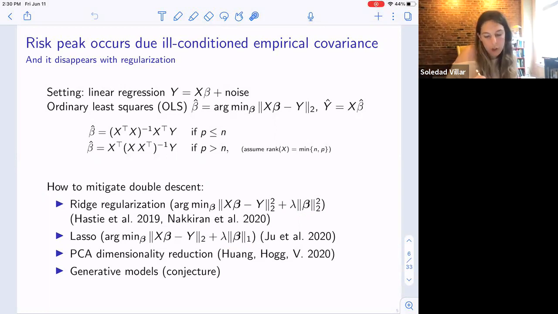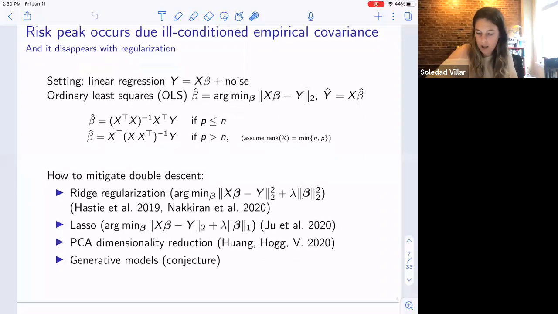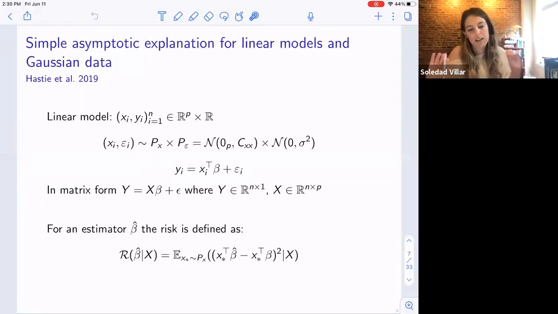My paper will show, in these low dimensional models, that if you do some preprocessing of your data with PCA dimensionality reduction, then you can also prove that this phenomenon will disappear. So you won't have this peaking. And yeah, let me just start with a simple example that illustrates why this phenomenon occurs.